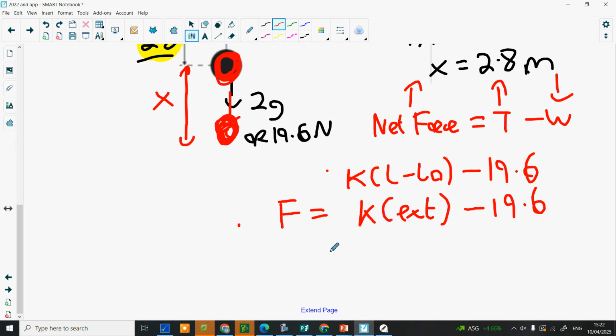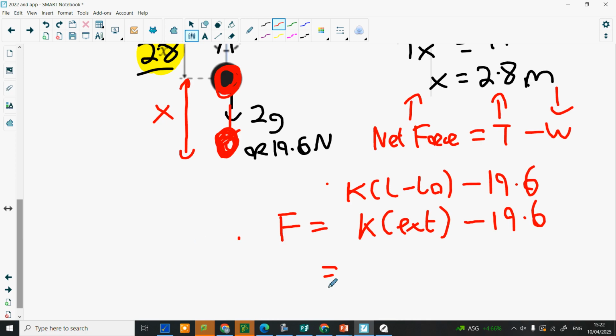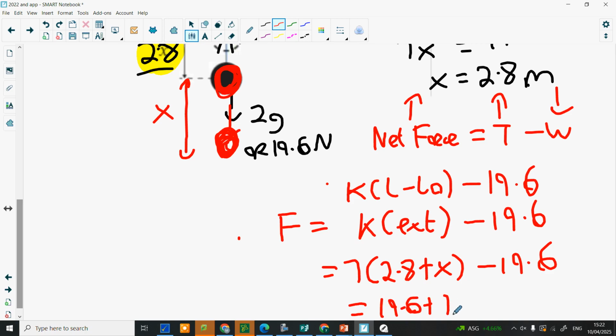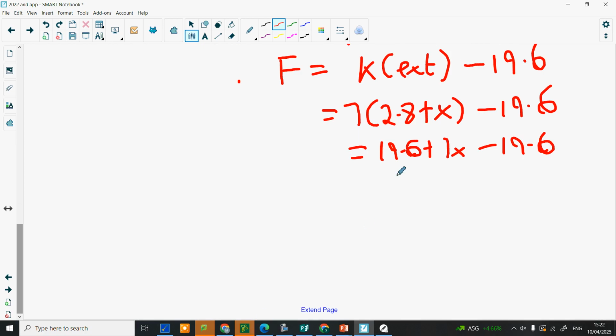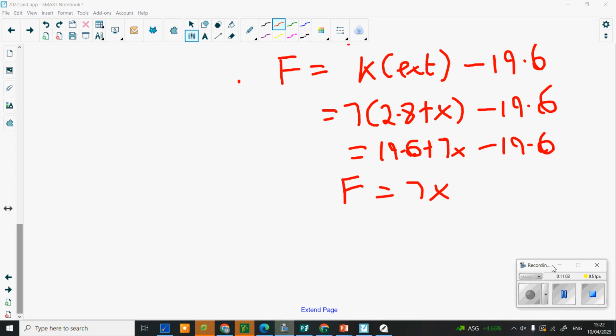So would everybody be happy with k, which is, what is k again? 7. Would everybody be happy with 7 times 2.8 plus x minus 19.6? Guess what happens when you multiply that out? You get 19.6 plus 7x minus 19.6, and the whole answer is, what's the whole answer? 7x. And that's what we're asked to prove.